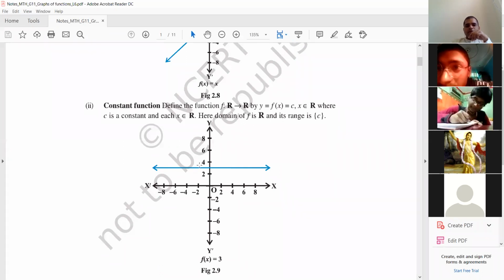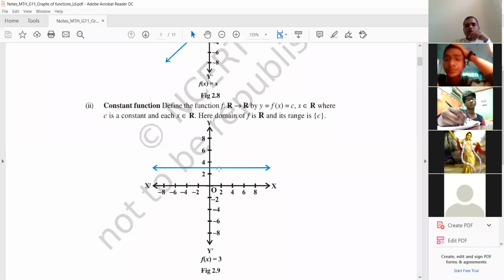So you see, I have said f(x) is equal to c. Let's say this point is c. Let's say c is 2.5. c can be any real number. So at all the points of x, the value of the function is equal to c, 2.5.